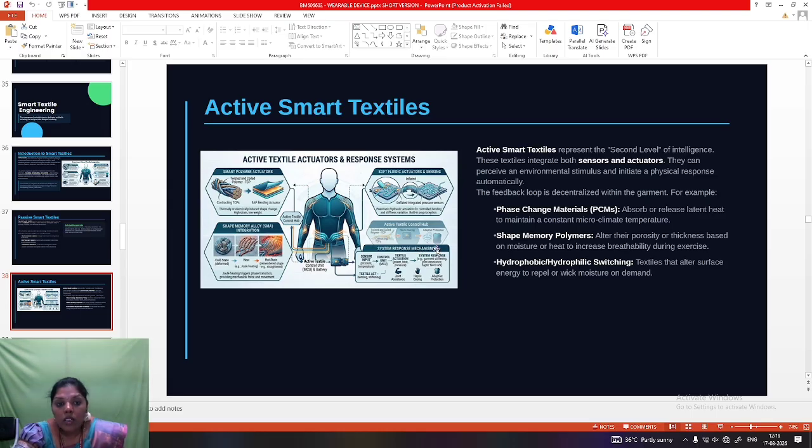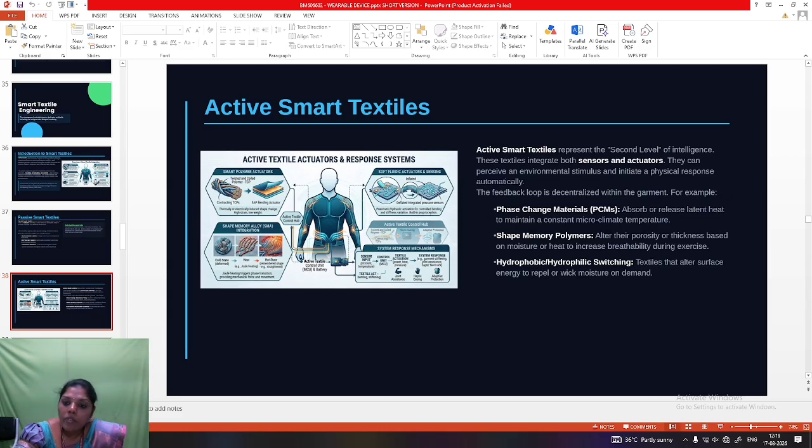System response mechanism. Active smart textiles represent the second level of intelligence. These textiles integrate both sensors and actuators. They can initiate a physical response to an environmental stimulus automatically. The feedback loop is decentralized within the garment.